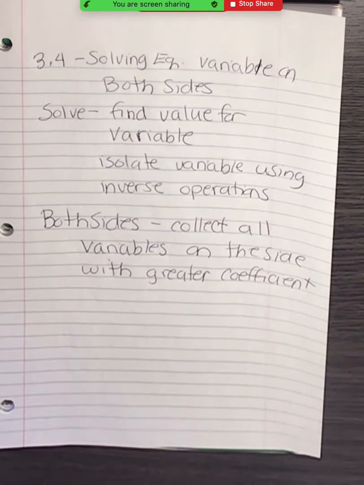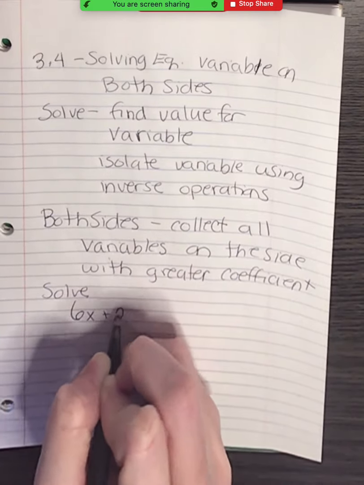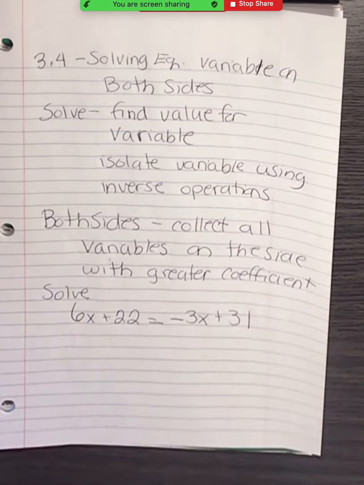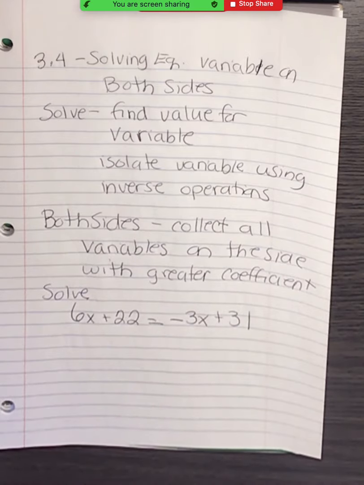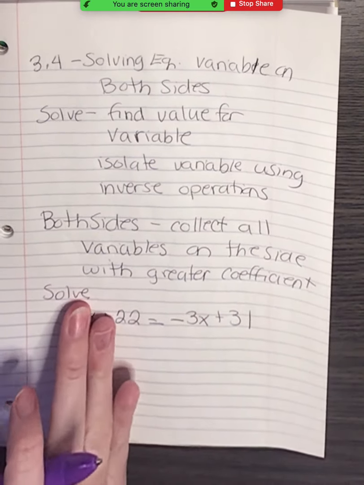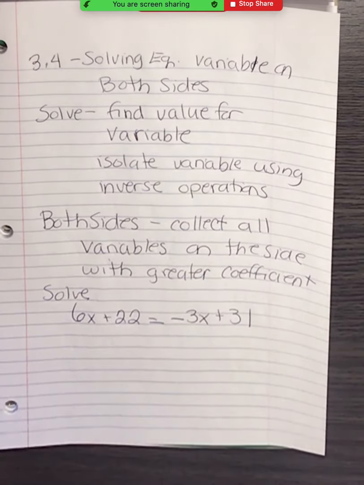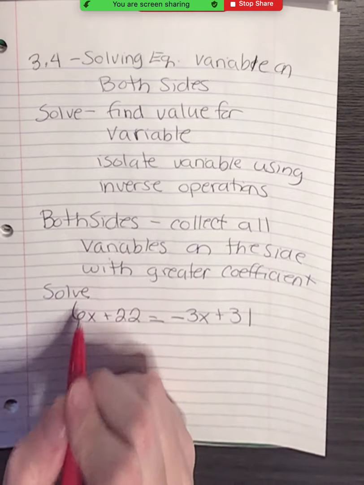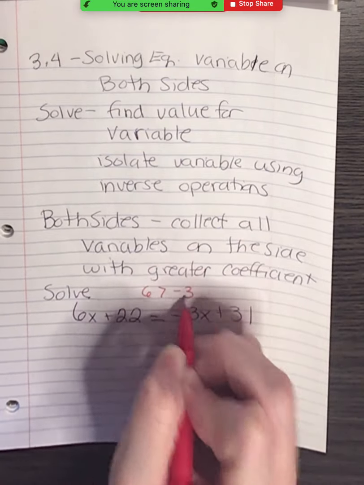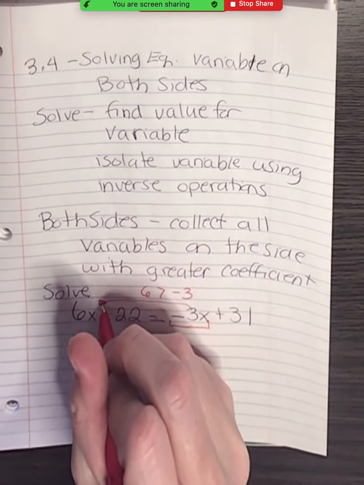Okay, so we are looking to solve 6x plus 22 equals negative 3x plus 31. Okay, so the difference now is that we have x on the left and on the right. Last week we had just something like this. Given that x is on both sides of your equation, we have a 6x here and a negative 3x. So 6 is bigger than negative 3. So we're going to take this negative 3x term and move it to the side with the 6x.